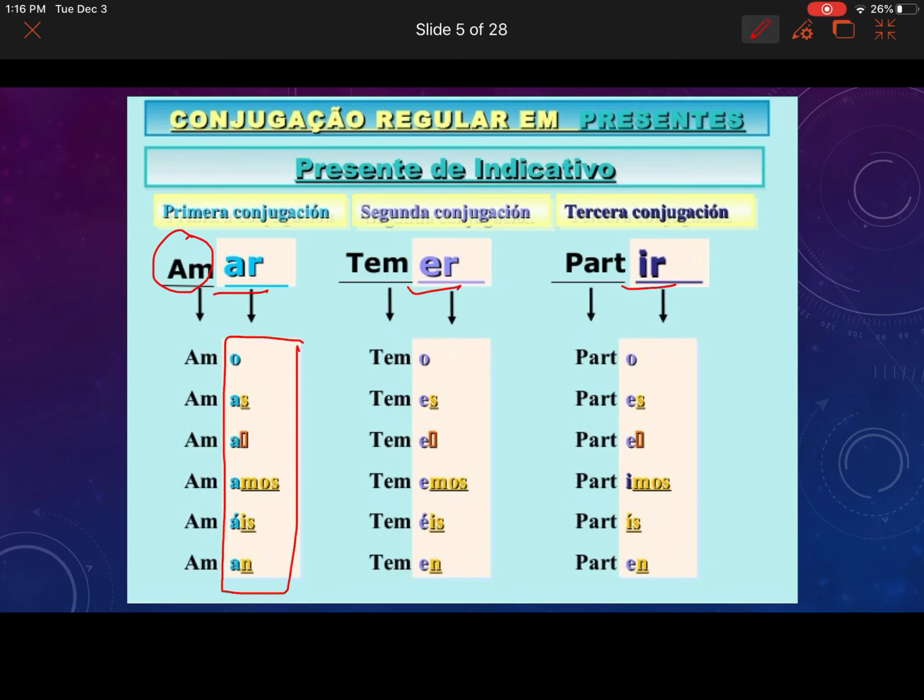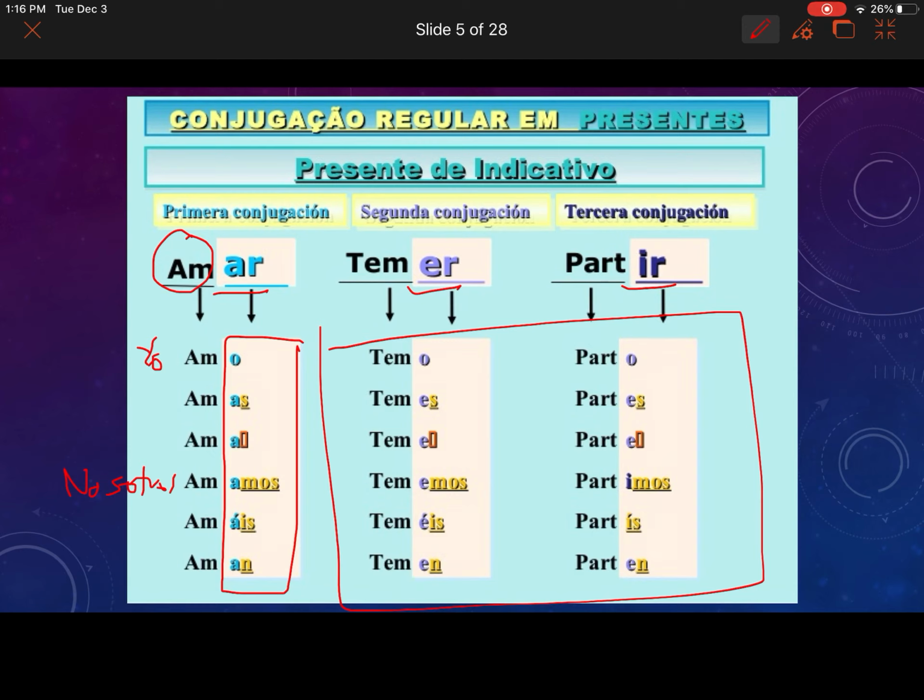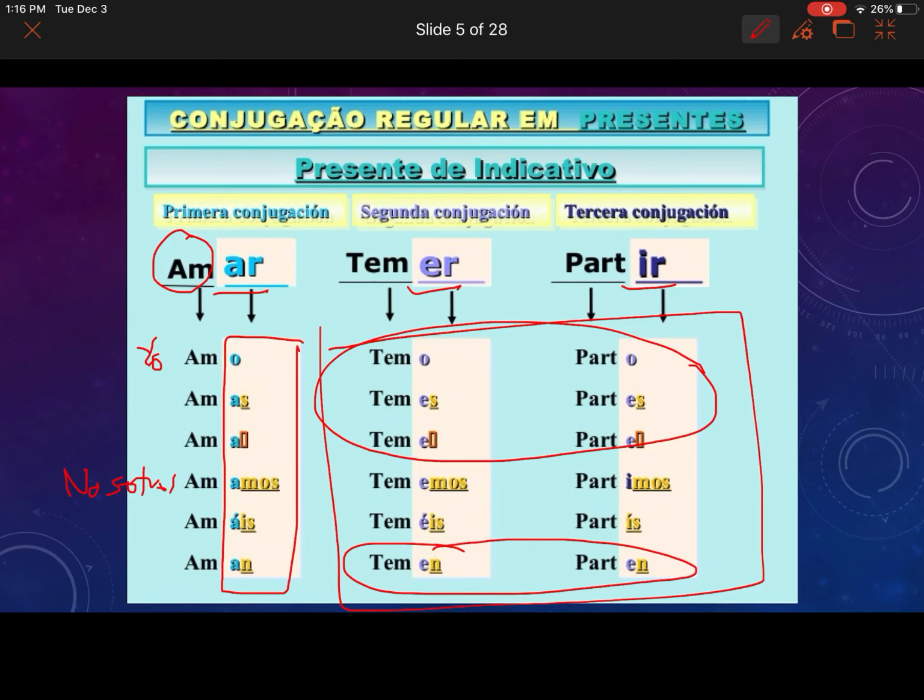So if I want to say I love, you just say yo amo. Or if I want to say nosotros amamos, I can just add the amos. Then we have the ER and IR, which are actually similar between them. The singular forms are the same, and the third person plural is the same, but we have to change the nosotros and vosotros, which is emos and imos in IR, and éis and ís. But as you can see, they're pretty similar. They're not hard to remember.